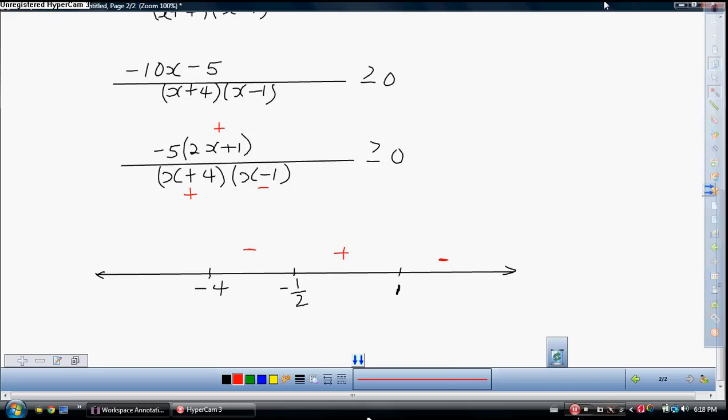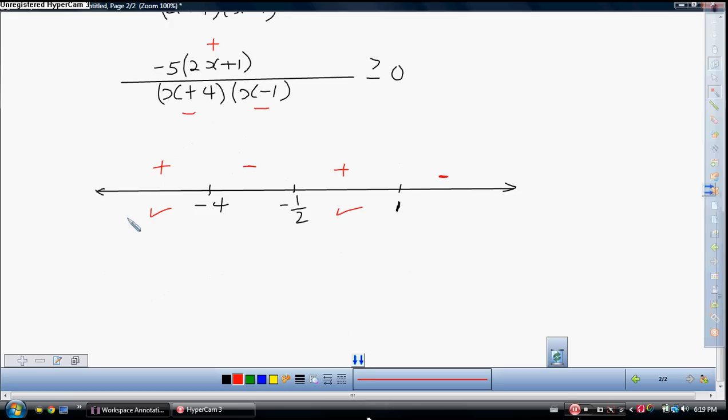Again, let's erase those and use our final interval, which is the leftmost interval. Let's try negative 5. 2 times negative 5 plus 1 would be negative, times negative 5, that's positive. Negative 5 plus 4 would be negative, and negative 5 minus 1 is negative. Negative times a negative is positive, and a positive divided by a positive is positive. So the two intervals that satisfy my inequality are these two intervals.